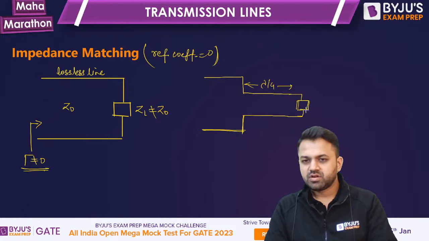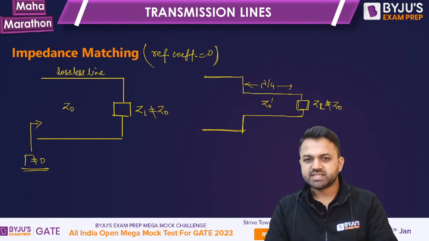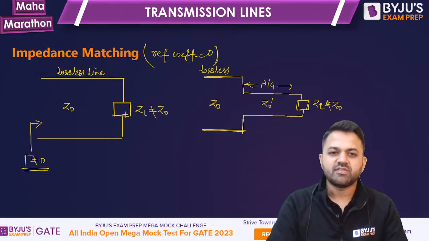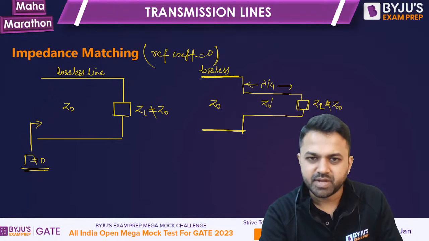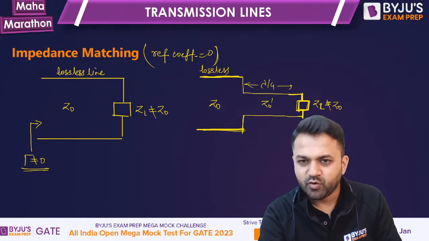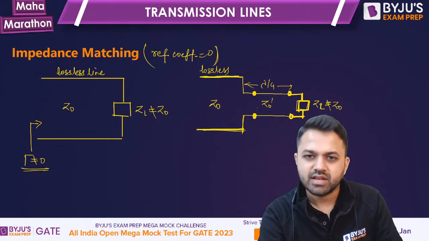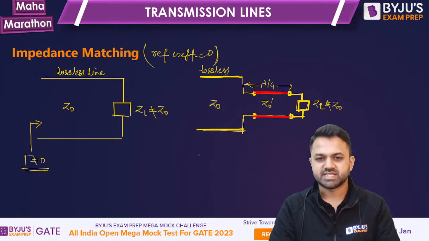just prior to the load, where ZL is not equal to Z naught. Now we are keeping the lambda by 4 length transmission line whose characteristic impedance is Z naught dash, and this is our main line, which was lossless and having the characteristic impedance Z naught. So what we have done is configured it in such a way that we have our main transmission line and this is the main load, that is ZL. But before this, we have substituted one transmission line of length lambda by 4.